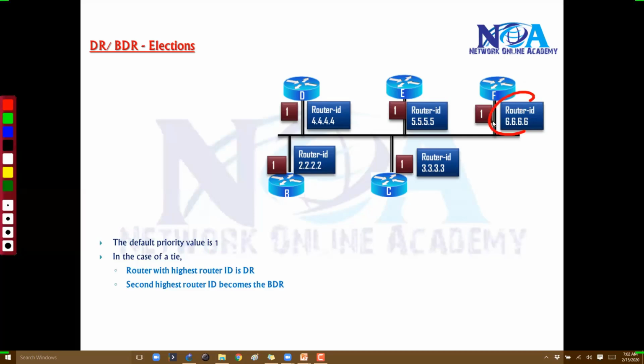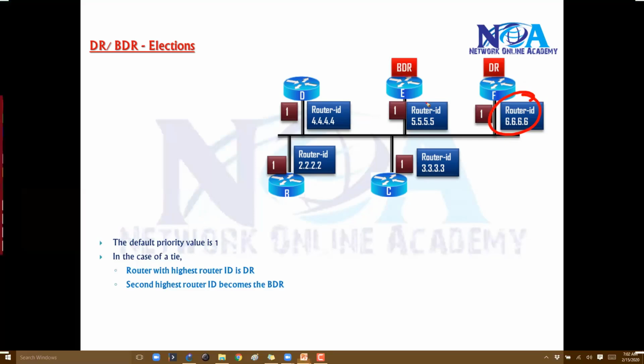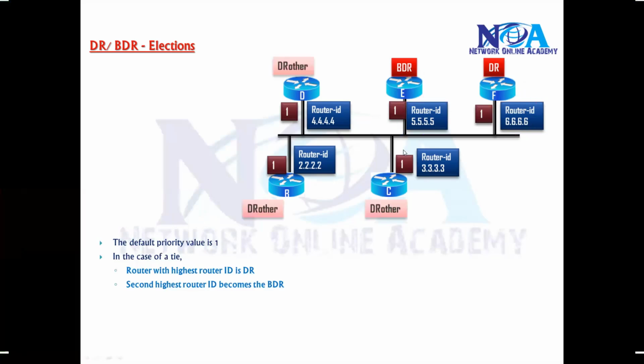6 is the highest. So router F will become the DR because of the highest router ID, and the next highest is this one, so that will become the BDR. So there is no tie in the router IDs, because you cannot use two routers with the same router ID. That has to be unique. So this is how the elections are done.